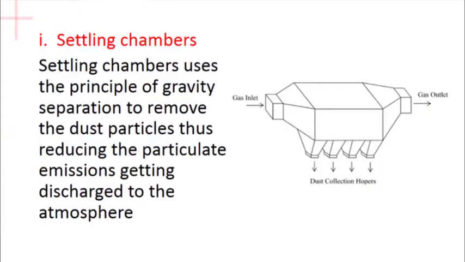Now, what do we mean by settling chambers? Settling chambers use the principle of gravity separation to remove the dust particles, thus reducing the particulate emissions getting discharged to the atmosphere. How does it work? A stream of air is sent through the air inlet. A settling chamber is quite long and has a large cross section. The velocity gets reduced when it reaches the settling chamber, allowing sufficient time for the settling of the solid particles. Thus, the settling chamber removes the particles present in the air.